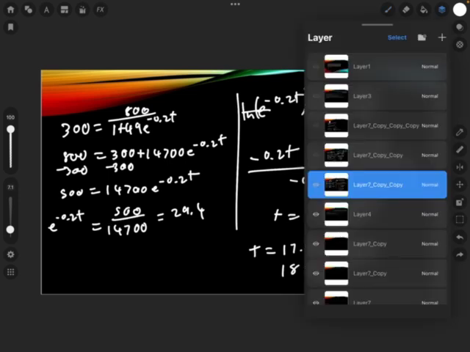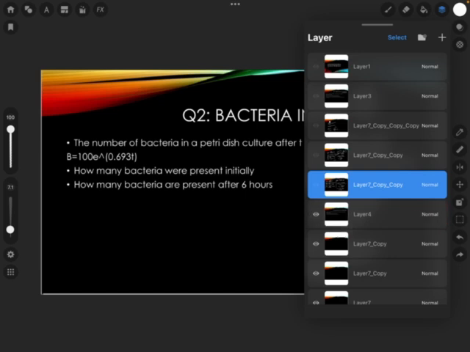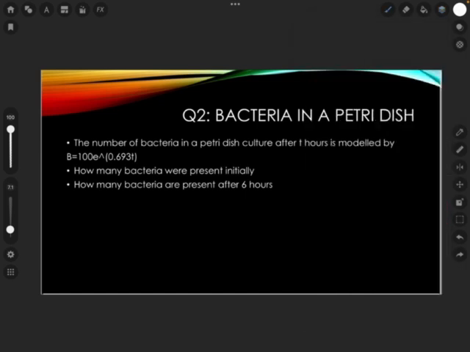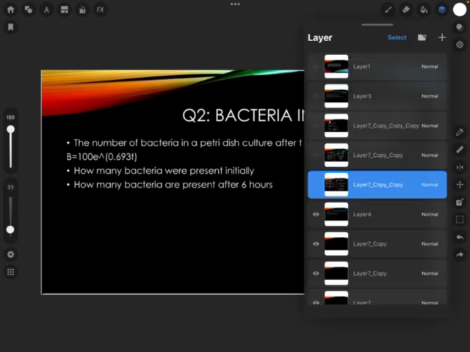Then the next question would be the bacteria in a petri dish. The number of bacteria in a petri dish culture after t hours is modeled by B, for bacteria, equals 100e to the power of 0.693t. So we can just plug in here again. These questions are very similar, so that should help.